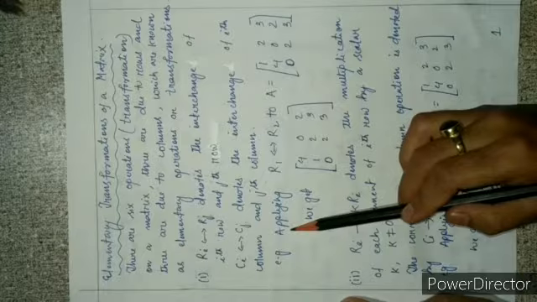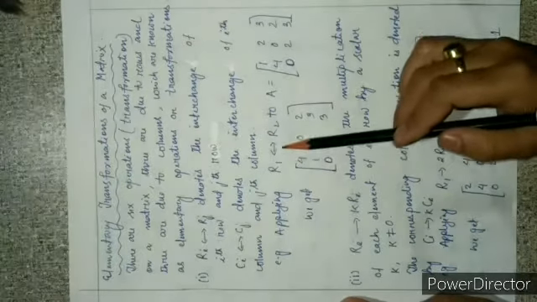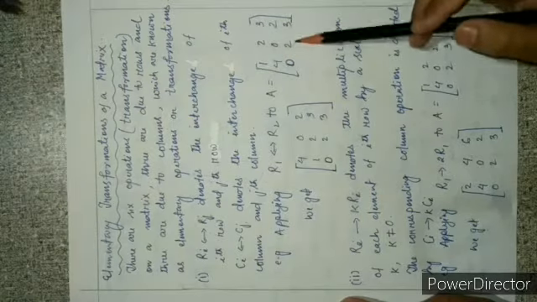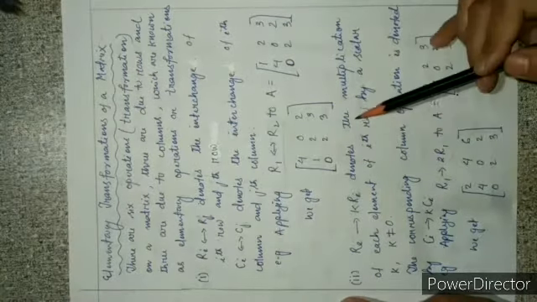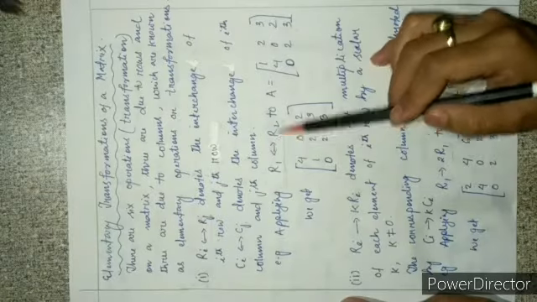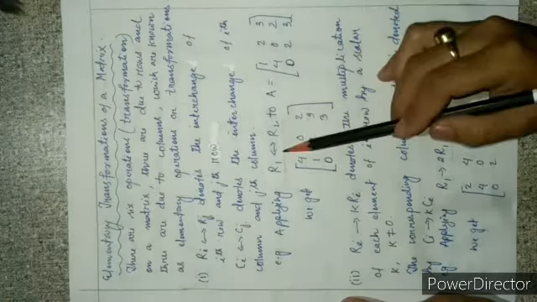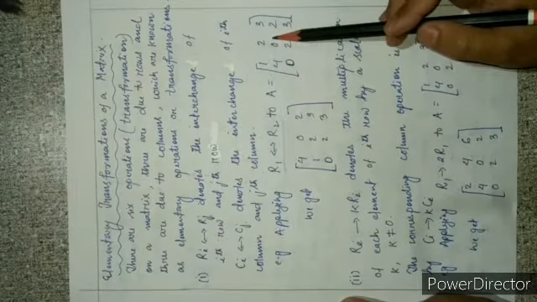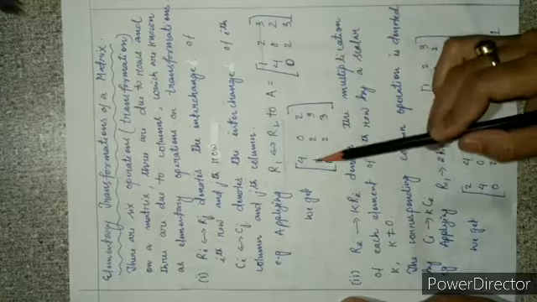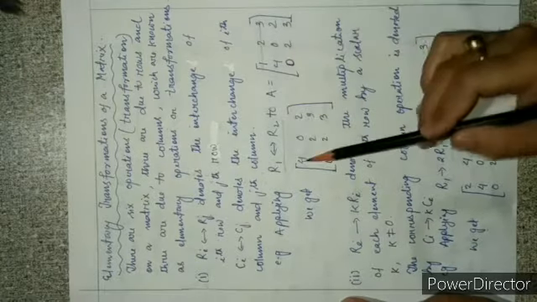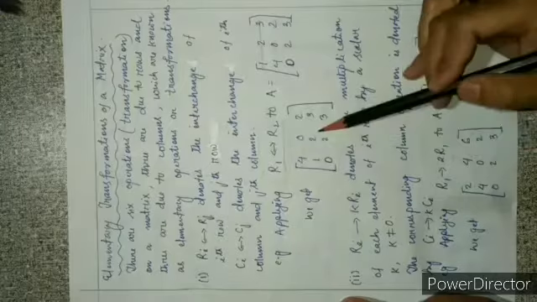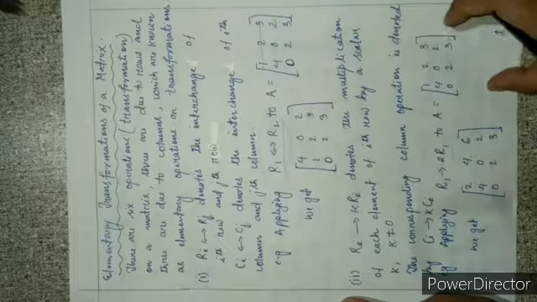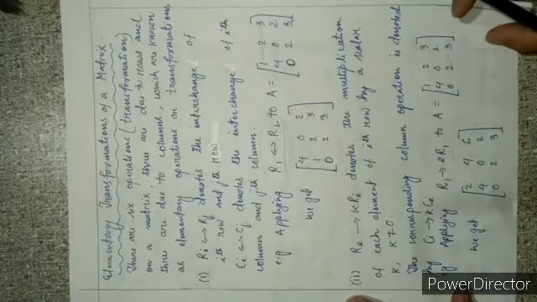Then an example: applying R1 double arrow R2 to matrix A. Elements are 1 2 3, 4 0 2, 0 2 3. When we apply this operation to matrix A, the first row becomes the second row and the second row becomes the first row. When we apply it to columns, the first column should be interchanged with the second column.